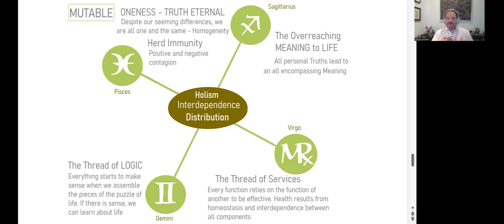So the fixed signs were about, what am I to do? What is my power? What is my destiny? What is my free will? But here in the mutable, you're reminded that once you found yourself, you need to cooperate. You need to be reminded that your well-being affects other people's well-being, which also means that if you hurt someone else, you're going to be hurt as well.